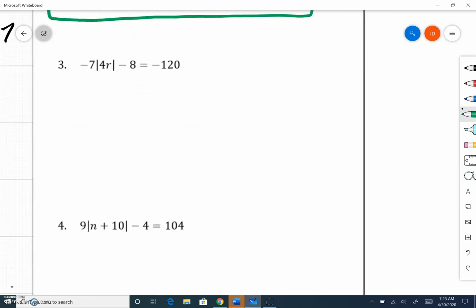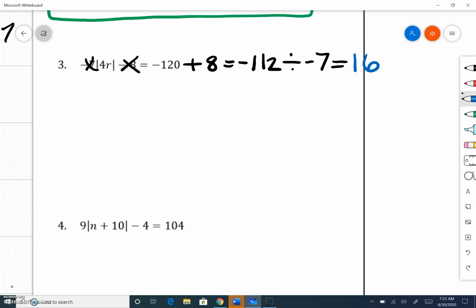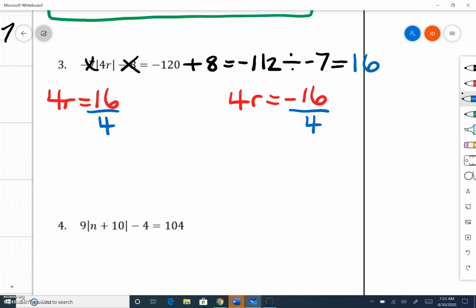Alright. Same thing, another one. Number after, it's a minus, so that tells me I'm going to plus. Number in front tells me to divide by that number. When I divide, I get 16. Now I can set up my 2 problems. 4r equals 16. 4r equals negative 16. When there's a number in front, that tells us that we divide. And that gives me r equals 4. R equals negative 4.